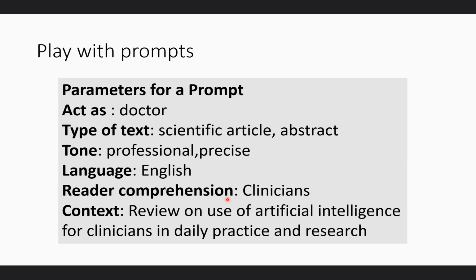Reader comprehension is an important concept wherein we need to cater to the audience that we want to address. It can be students, professionals, PhD graduates, or even say 8-year-old children. And the last part is the task or the context that you want to address. In this case, I wanted the AI tool to write a review on the use of artificial intelligence for clinicians in daily practice and research. You can also add the number of words that you want as an output, and here I've mentioned it as an abstract. So let's see the output that the AI generated.